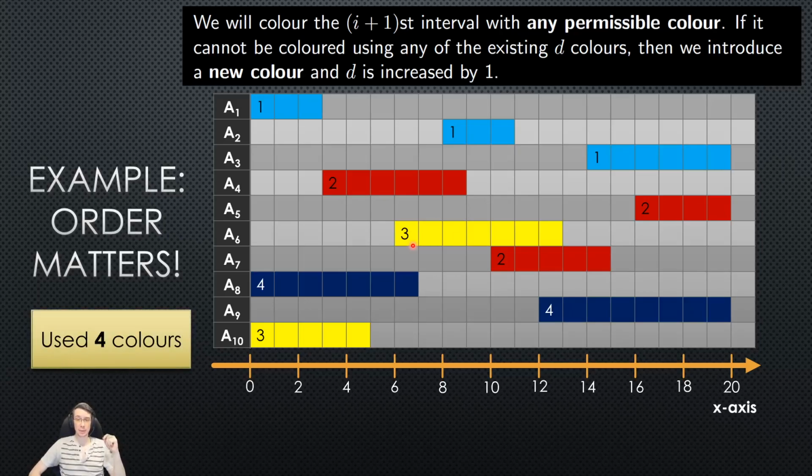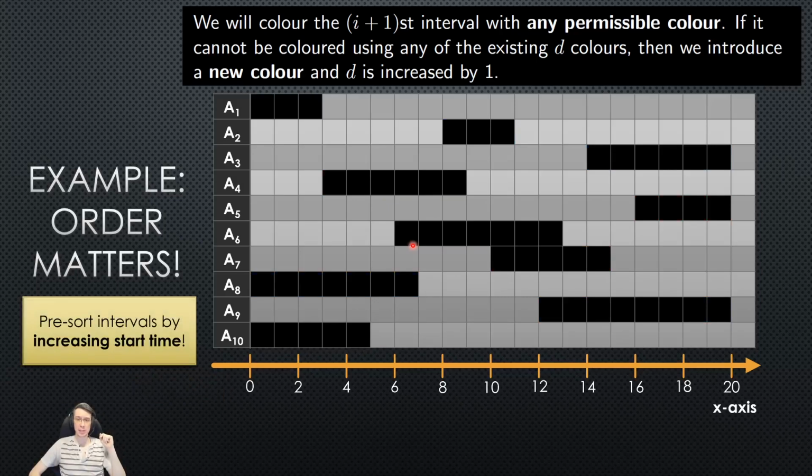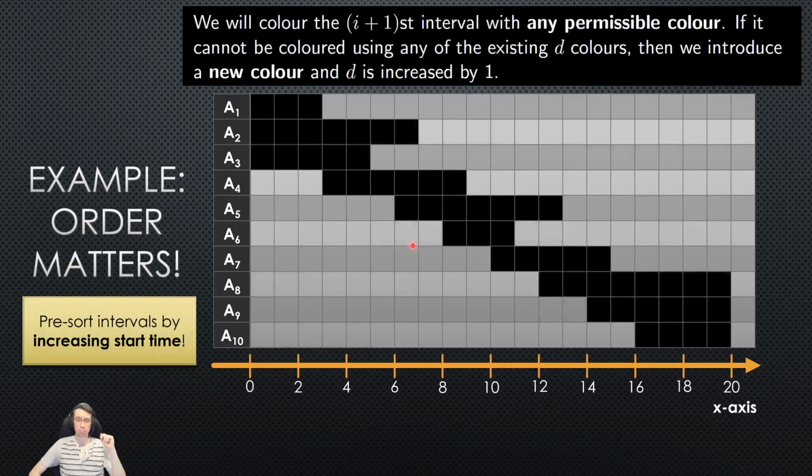But can we do better? Well, what if we sort these intervals by increasing start time? Then they look like this. And we can run the exact same algorithm, but now, of course, the interval that we're going to greedily assign the next permissible color to, the first permissible color to, is going to be determined by this sort order now, instead of the arbitrary input order.